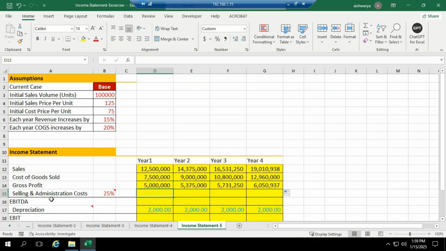Okay, selling and administration cost, that means the 25%. So what is this actually? That is an OPEX, considered as the operating expenses. That means the 25%. Okay, so again it is equal to this value into 25%.